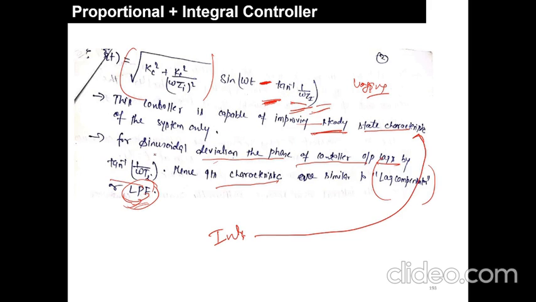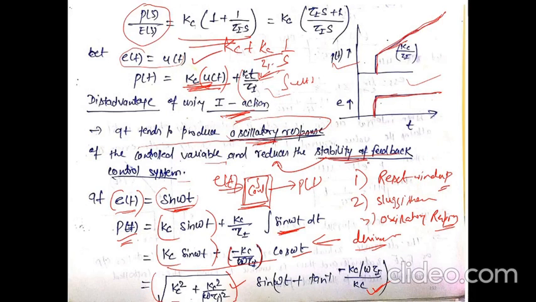We can say that this is the lag; this behavior resembles the lag compensator or the low pass filter, right? So now what is the reason? There are some disadvantages in the integral controller. First is the sluggishness, second is the oscillatory response, and third is the reset windup.